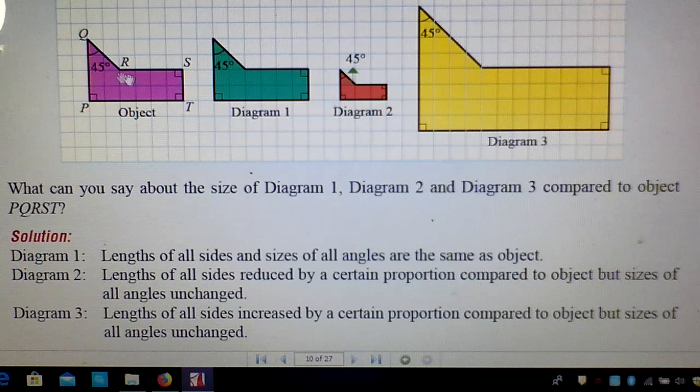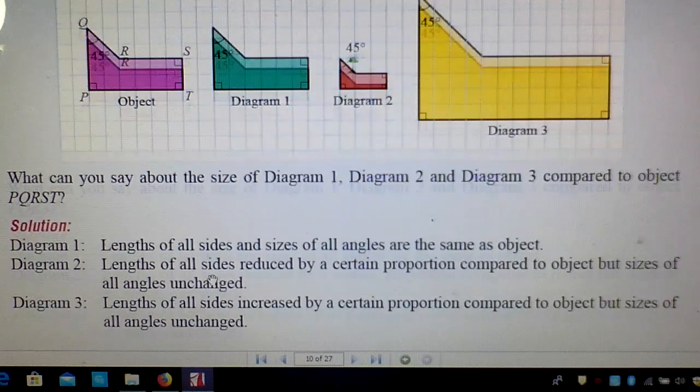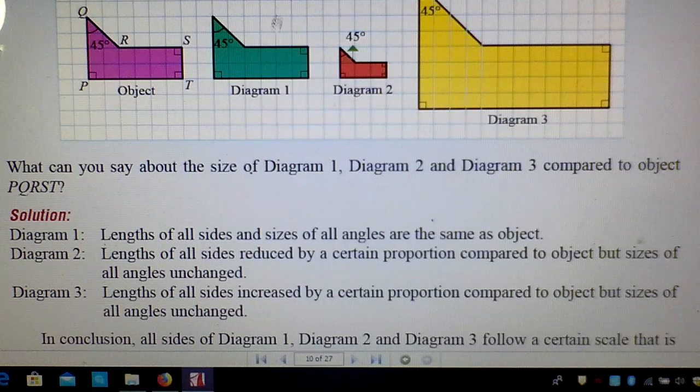Okay, because the ratio of the side QP and this one equals to 1. So they have same size of all angles and side. Okay, diagram 2. Length of all sides reduces by certain proportion compared to object, but sizes of all angles unchanged.